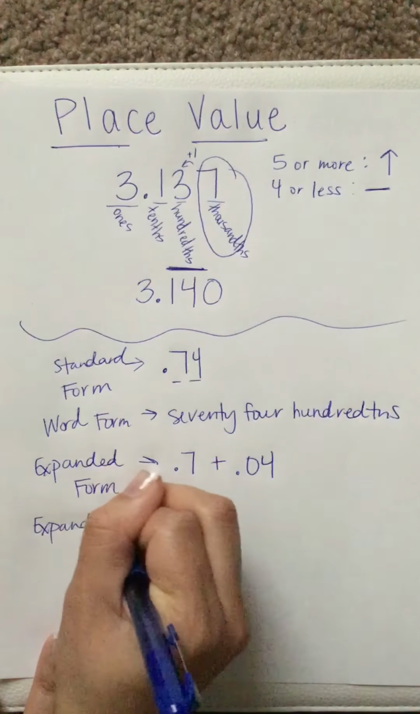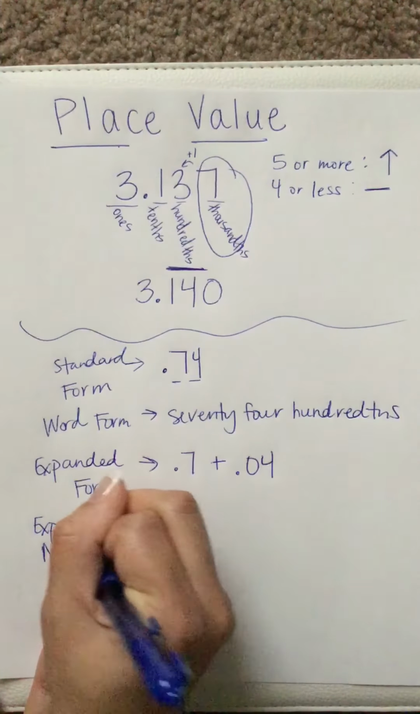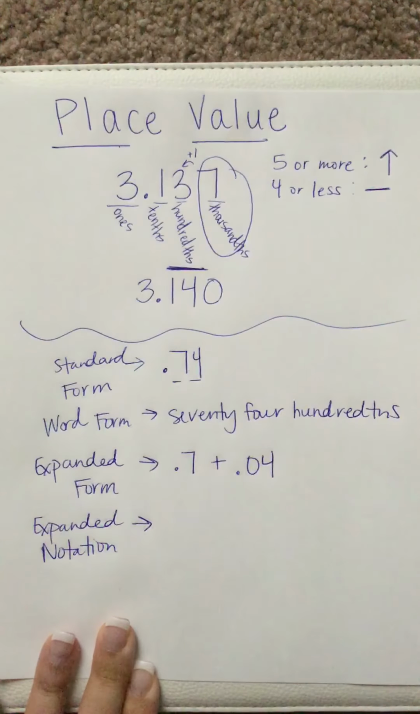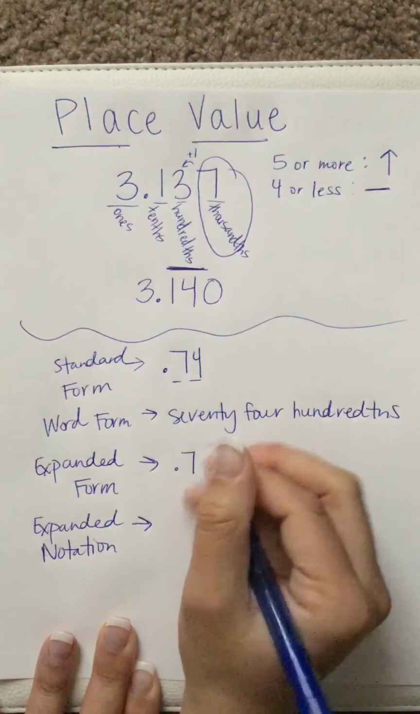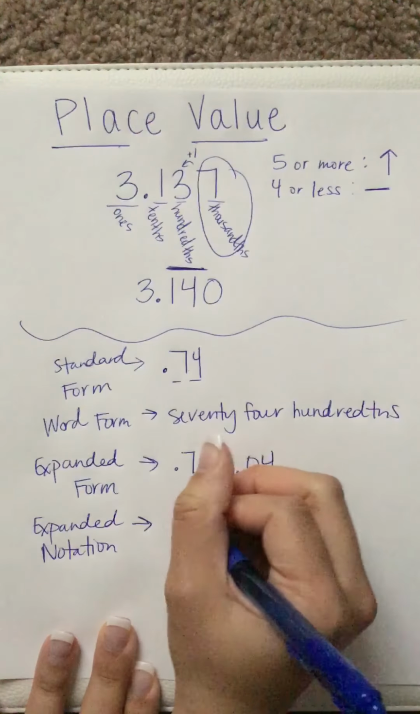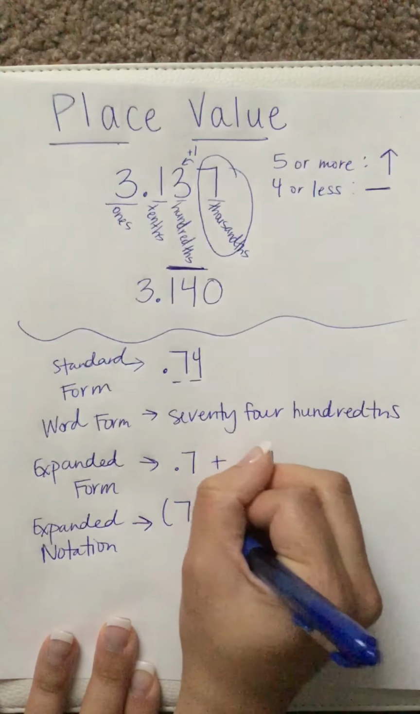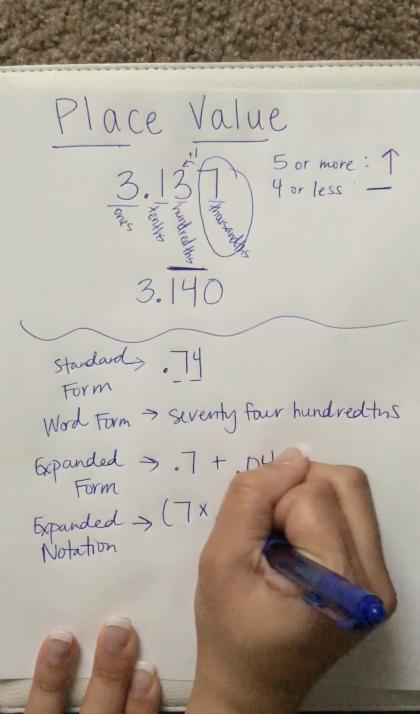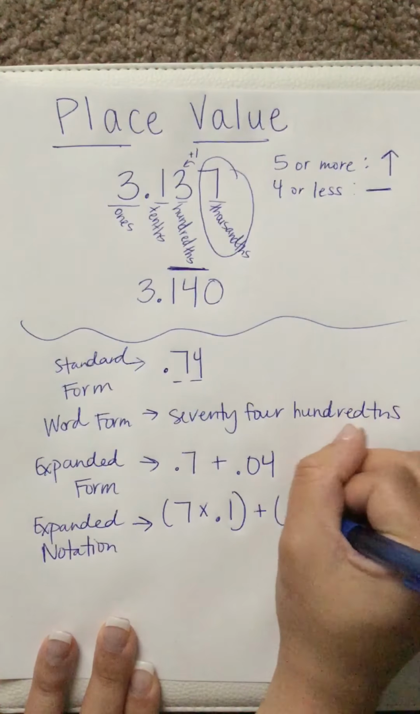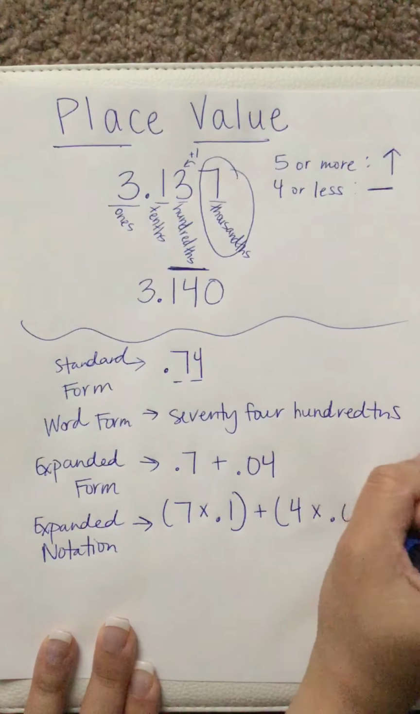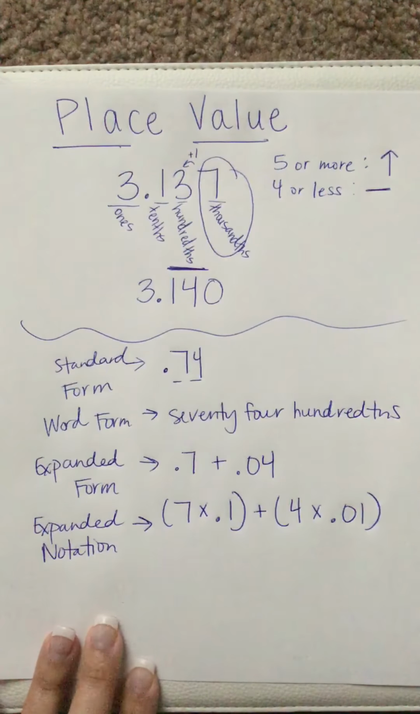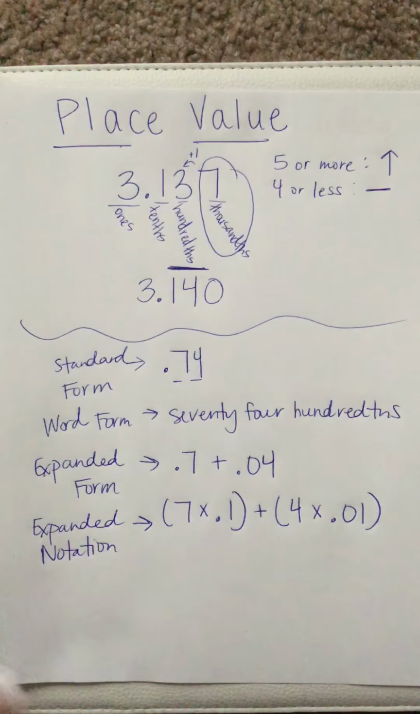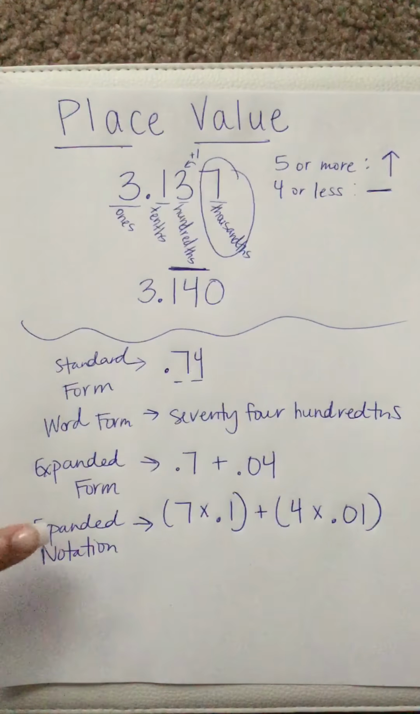And then expanded notation is very similar. It's just with multiplication included. So we're still separating by place value. So we have a 7 in the tenths place plus a 4 in the hundredths place. Okay, now both of these is just review, but just another example so you can see how to answer questions related to rounding or the different forms of a number.